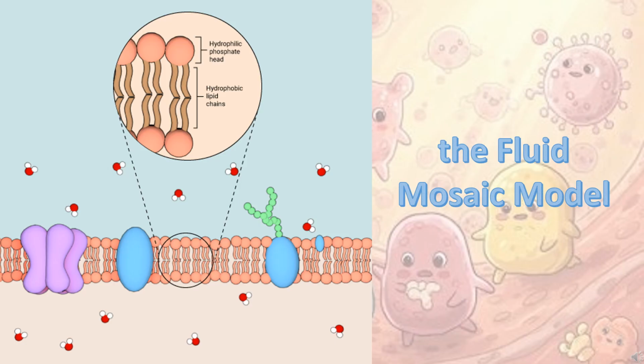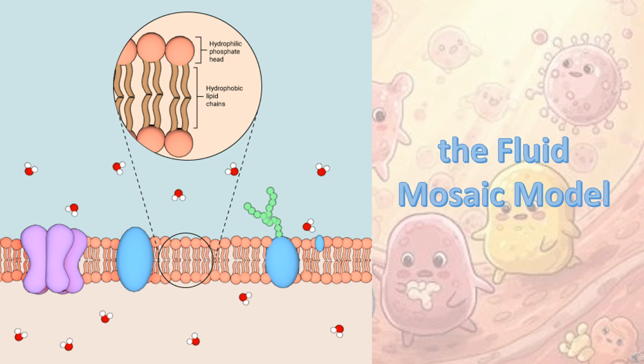The fluid mosaic model describes the structure of the cell membrane as a dynamic, flexible bilayer of phospholipids embedded with a patchwork of proteins, cholesterol, and carbohydrates. First proposed by S.J. Singer and Garth L. Nicholson in 1972, it remains the most widely accepted scientific model for explaining how plasma membranes look and function. The term fluid signifies that the individual lipid and protein molecules are not rigidly fixed and can drift laterally within the plane. The term mosaic refers to the colorful variety of molecules scattered across the membrane like tiles in an artwork.